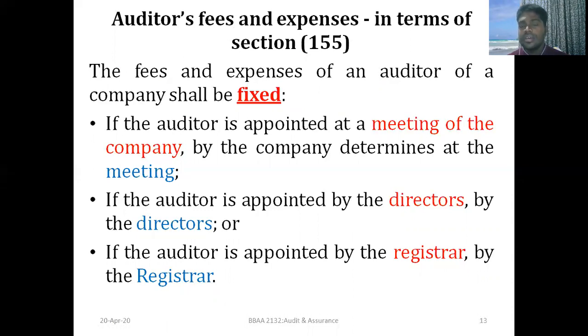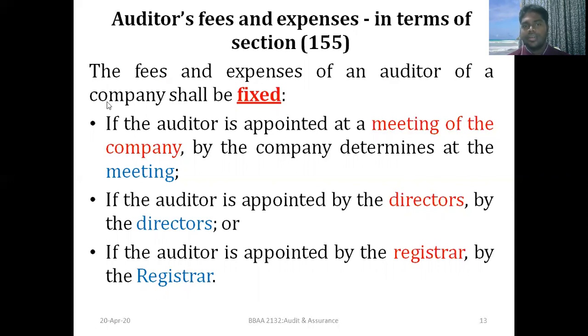Actually, section 155 of the Companies Act says clearly which people can determine the auditor's fees. The fees and expenses of an auditor of a company shall be fixed. Please understand that fixed means this. Before they have an agreement with the auditor, in every company they normally have detailed discussions with the particular auditor and discuss a lot of matters. Finally they agree to a particular amount in the agreement. In the discussion they come to the conclusion that this much amount we can pay as an audit fee.